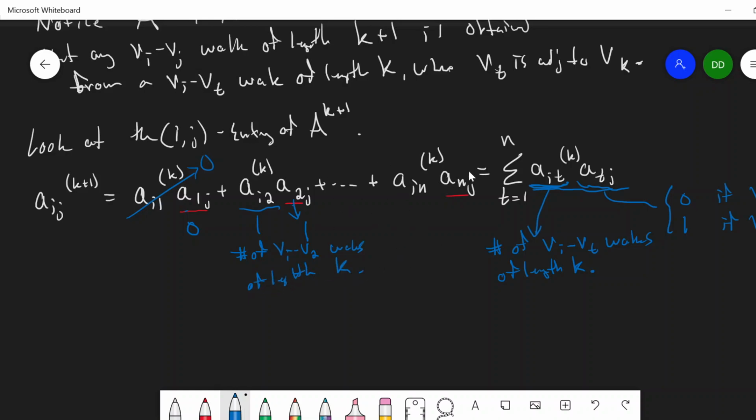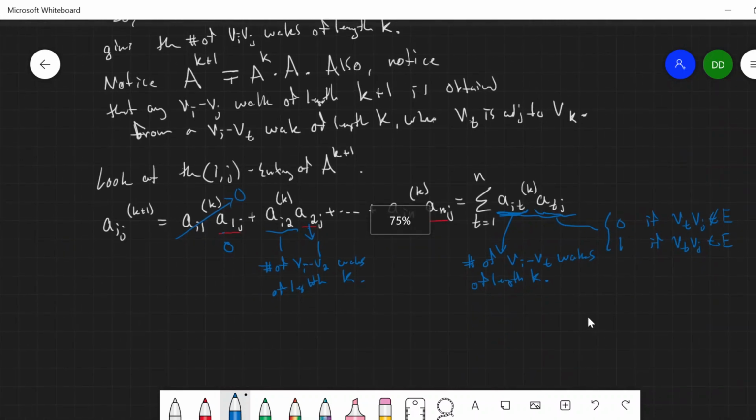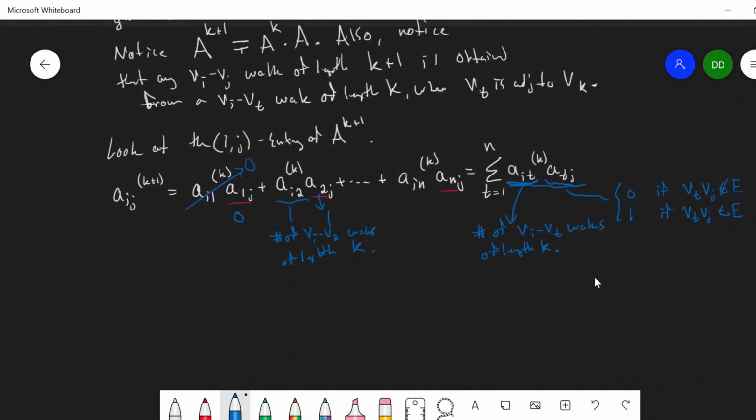So look at what this is counting when I sum all these up. I'm only going to get a term for each vertex that's adjacent to vj, and the term is equal to the number of vi, vt walks of length k. And so for each of those, I just take that extra edge from vt to vj, and that gives me a vi, vj walk of length k plus 1, because I now have that extra edge. So that's a little bit hand wavy for you, but hopefully you get the idea. If you want to look at the nitty gritty of this, definitely read through this carefully in the text. But this is essentially what's going on.